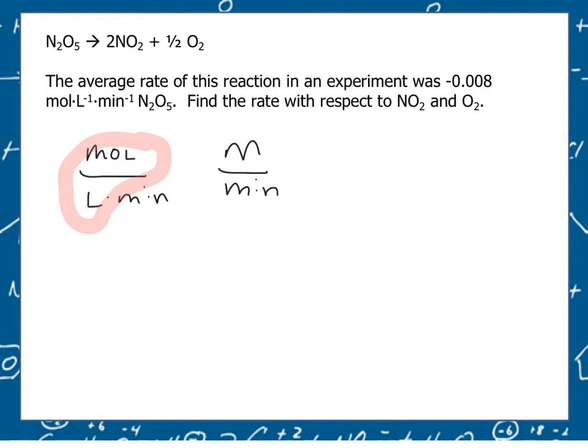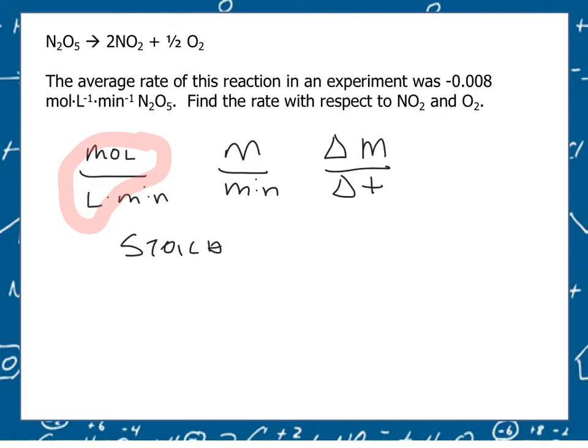It is how much the concentration is changing per how much the unit time is changing. And so all of our rates are going to have this unit: change in concentration over change in time. But we can think about this using some stoich too.